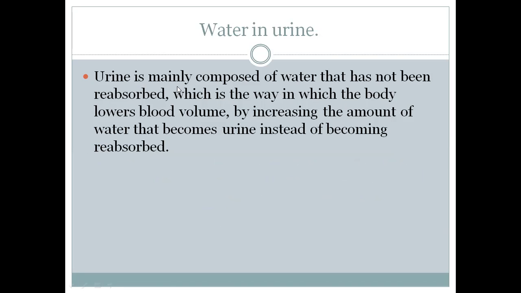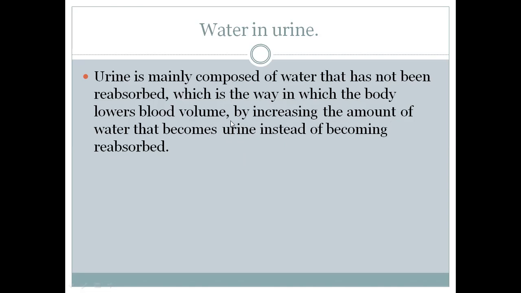Urine is mainly composed of water that has not been reabsorbed, which is the way in which the body lowers the blood volume, by increasing the amount of water that becomes urine instead of becoming reabsorbed. See again, urine is mainly composed of water that has not been reabsorbed, which is the means by which the body lowers the blood volume.